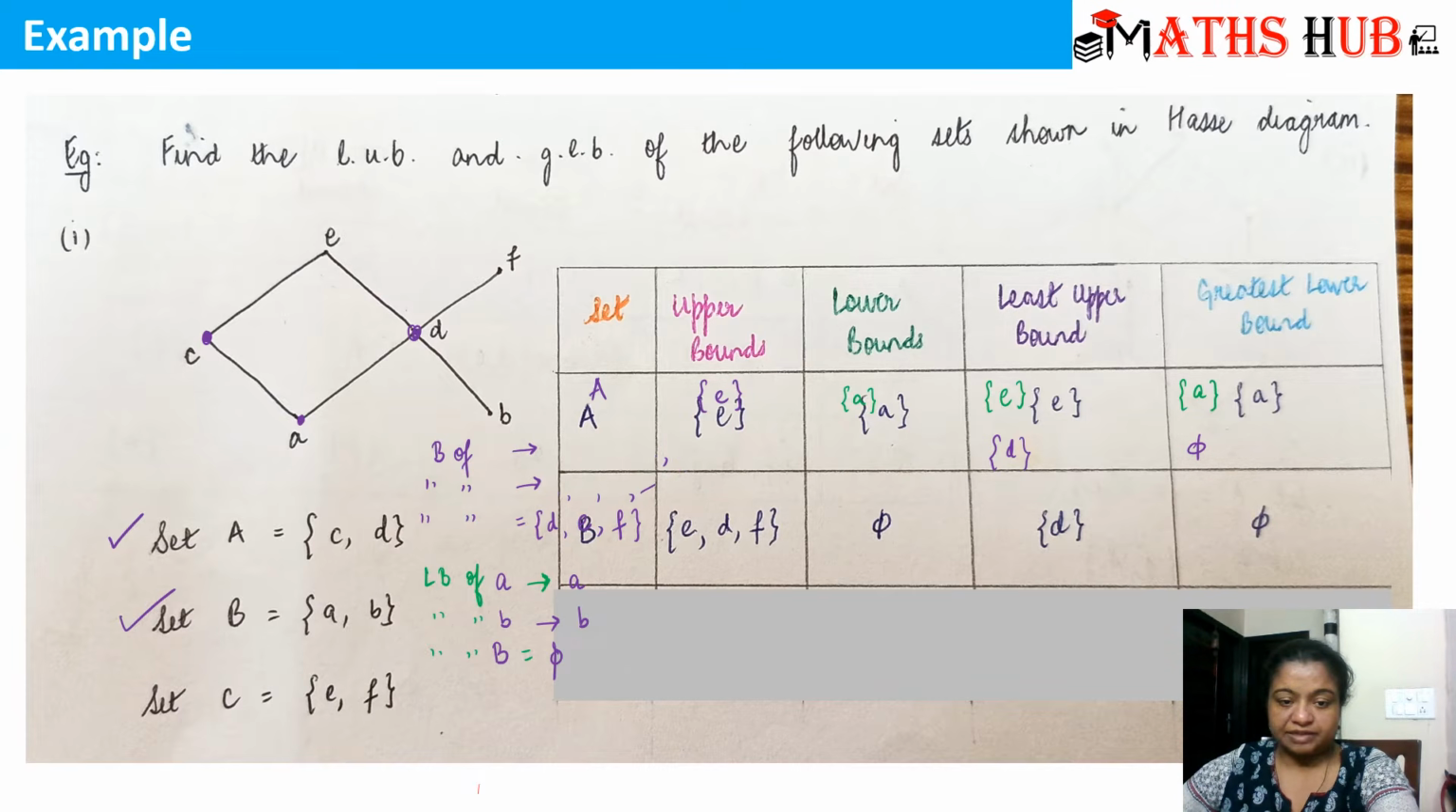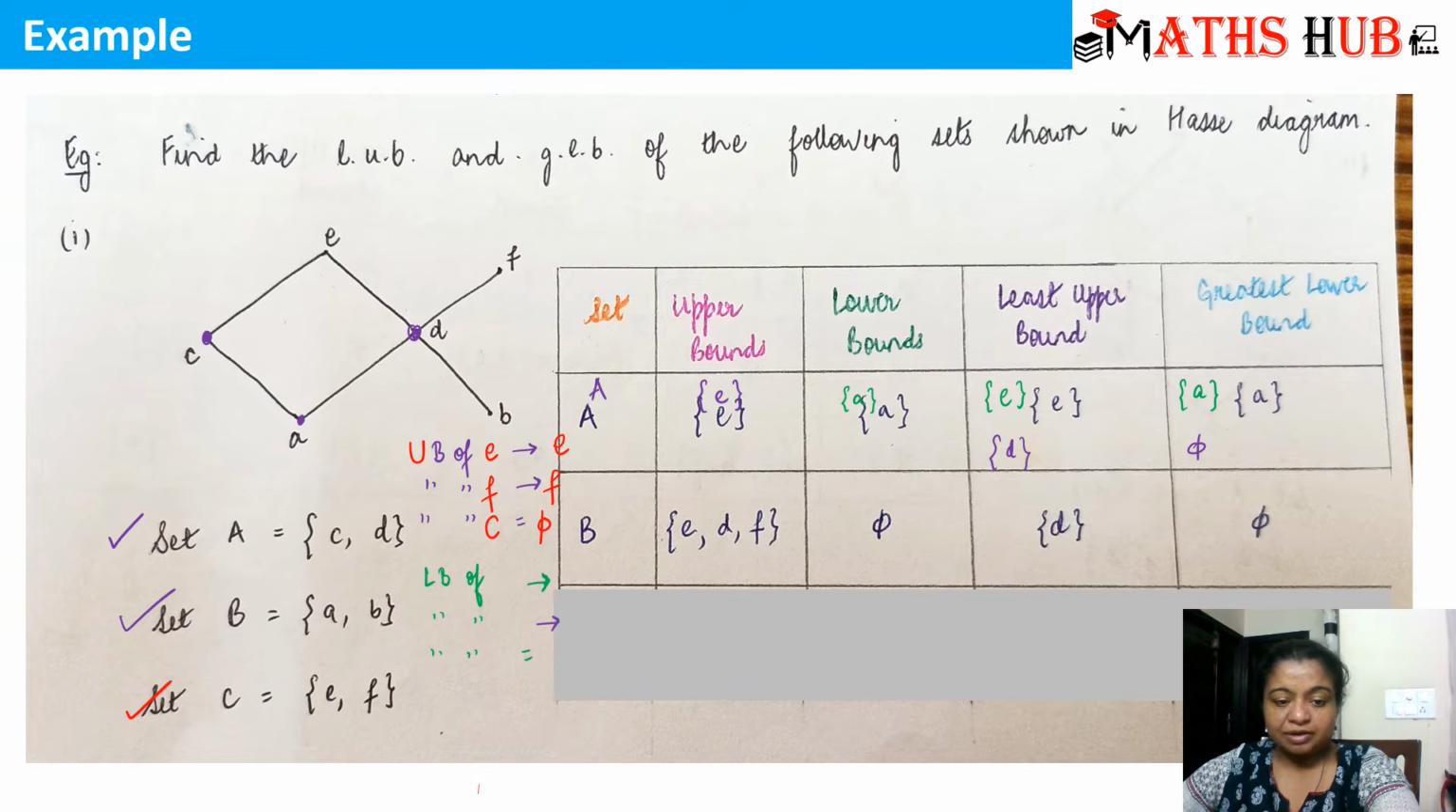Just let me remove all these elements. Okay. So now let's talk about the upper bounds of, we are talking about set C now. So upper bounds of E. Who are the upper bounds of E? It is only the element E. Now who are the upper bounds of F? It is the only element F. So who are the upper bounds of set C? Nothing is common. So it is an empty set, right? That means in the upper bounds, we will get an empty set.